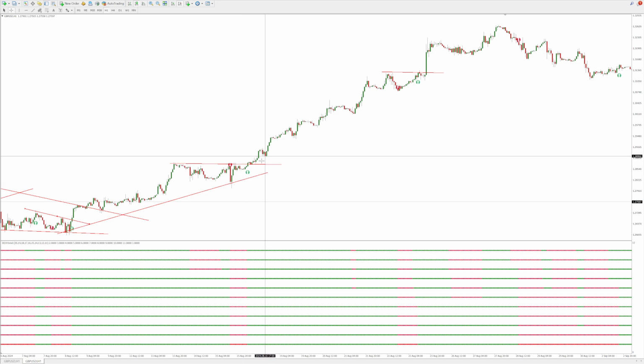Again, in this entry, stop loss below the low. 50 pips, not ideal, but you could have always put it below this low here, which is 20 pips, which is probably where I would have put it. And as price continued to move up, you can just move the stop loss below the low.